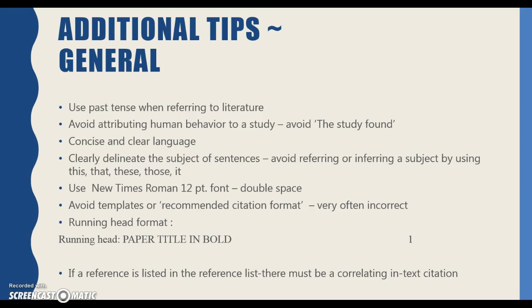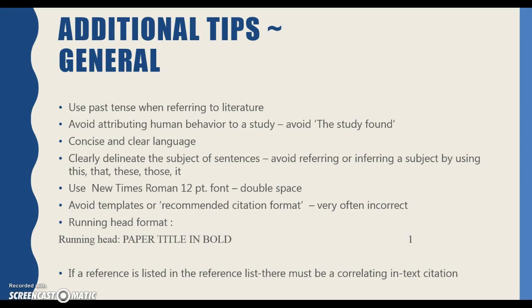So a couple of extra tips. Always use past tense when you're referring to the literature because the literature is already done. You want to avoid attributing behaviors to an inanimate object. So it's not that the study found something, it would be that Whittington found, or this particular author found. So you want to give that action to the authors versus the action to the study itself.